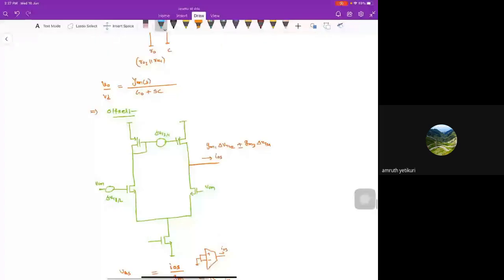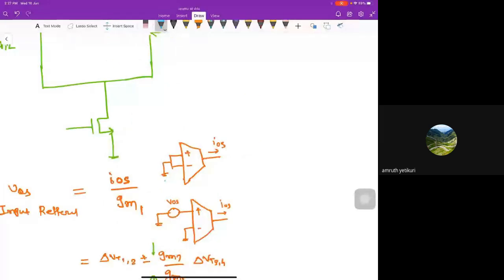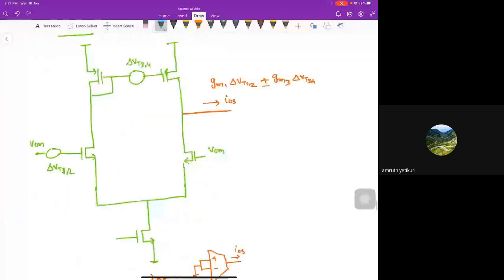Now the offset value. What is the offset actually? The meaning of the offset is that even though both inputs are shorted to ground, I will get some current at the output. If I want to measure the input-referred offset, that VOS is nothing but IOS by Gm. So that is what I want to measure. And why are we getting an offset? There are two reasons for the offset.